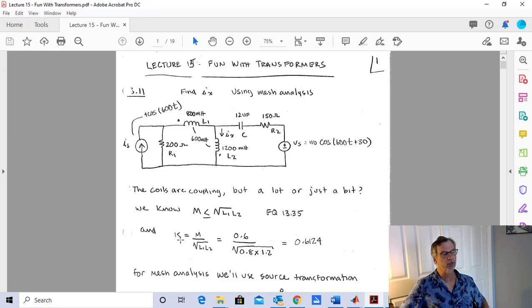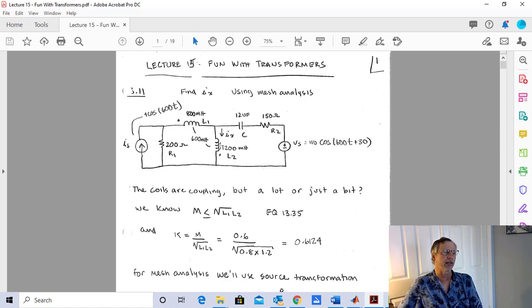So let's figure out what the coefficient of coupling is. 0.6 over root 0.8 times 1.2. All the factors of 10 cancel in that equation. And my coefficient of coupling is 61.2%. So yeah, those are coupling big time.